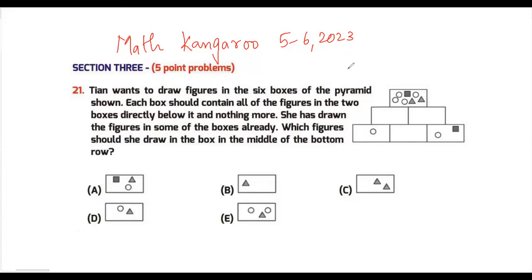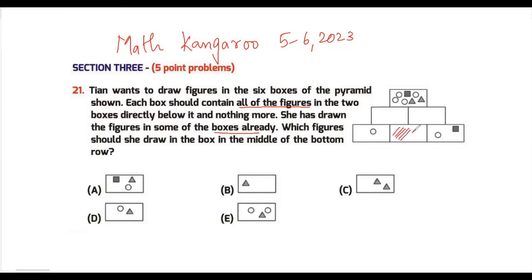Let's just start. Question 21. Tian wants to draw figures in the 6 boxes of the pyramid as shown. Each box should contain all the figures in the 2 boxes directly below it and nothing more. She has drawn the figures in some of the boxes already. Which figure should she draw in the box in the middle of the bottom row?